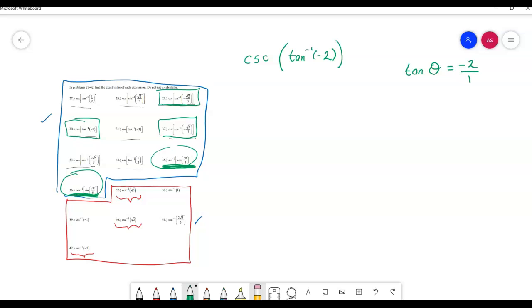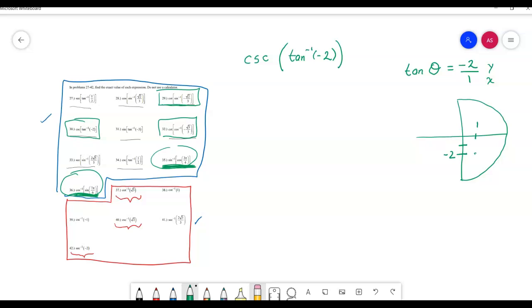Tangent really is a ratio, so the output is a ratio, so I can put that over 1. This is my y value. This is my x value. I know that tangent inverse lives in the first or fourth quadrant. If the input of tangent inverse is negative, that means the angle's going to be in the fourth quadrant. If this tangent inverse is positive, I'm in the first quadrant. So this tells me that y is negative 2 and that x is positive 1.